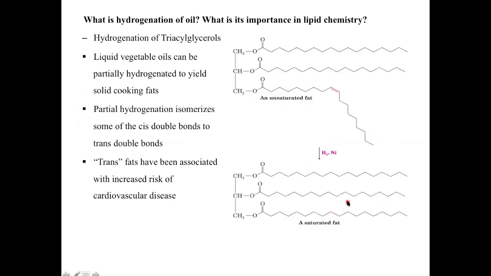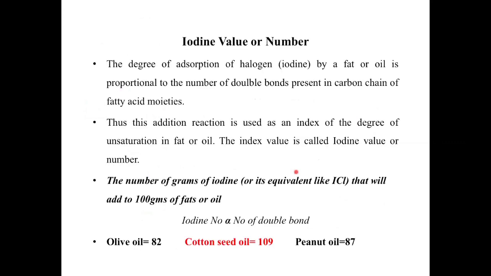Next, what is the hydrogenation of oil? What is its importance in lipids? Due to the unsaturation, it exists as a bad fat. But when we hydrogenate it, it will turn into a saturated fat, which is good for us. So this is the way to prepare oils for many industrial purposes.